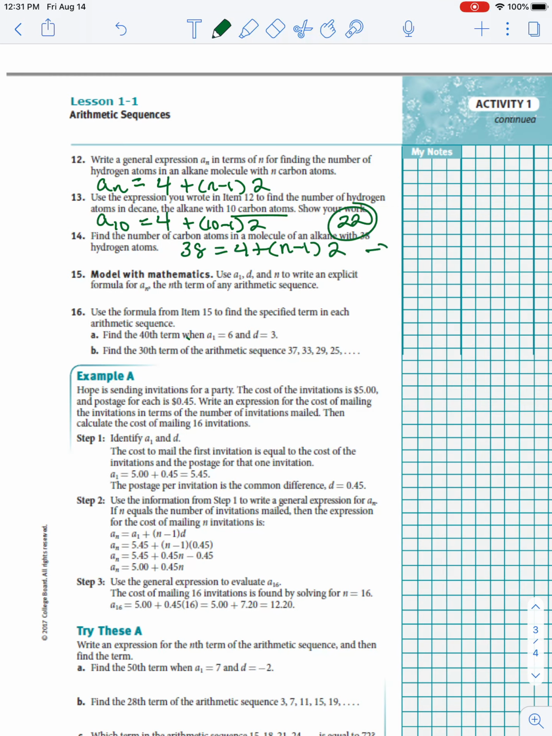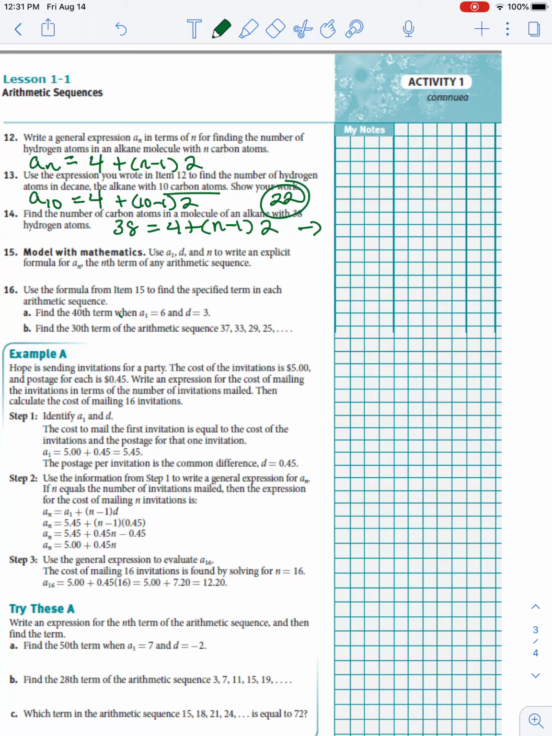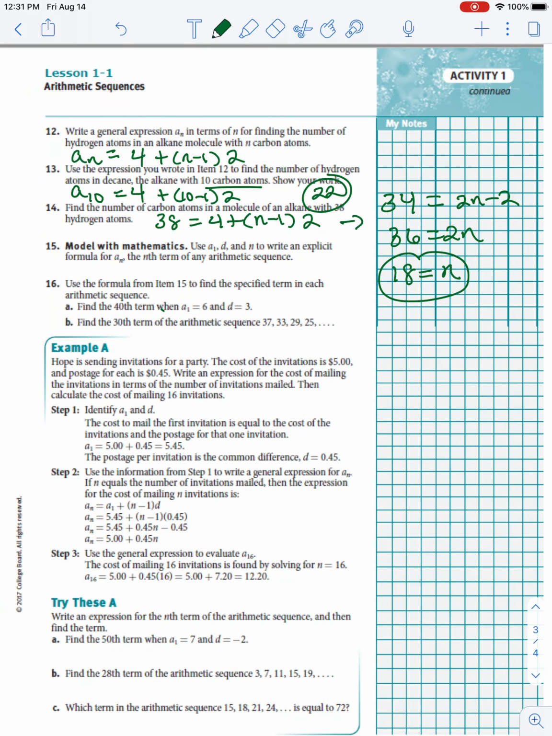I'm going to subtract 4 on both sides. I'm going to move over here so I have room. If I subtract the 4 on both sides, I've got 34 equals n minus 1 times 2. Or I could just distribute: 2n minus 2. And then if I add 2, I've got 36 equals 2n. And if I divide by 2, n equals 18. Okay, so that means that I would have 18 carbon atoms if I had 38 hydrogen atoms. So that's just working backwards. Sometimes we're going to have to work backwards.